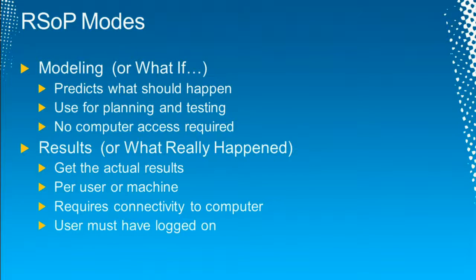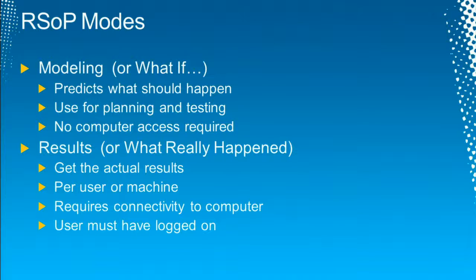Big difference though between the modeling and the results. Modeling just takes place basically between you and Active Directory. It looks at the policies and simulates the results. With logging, you actually make a WMI connection to the computer that you're asking about. And if you're checking to see what this user has done, that user has to have logged on to that computer at least once. Okay?